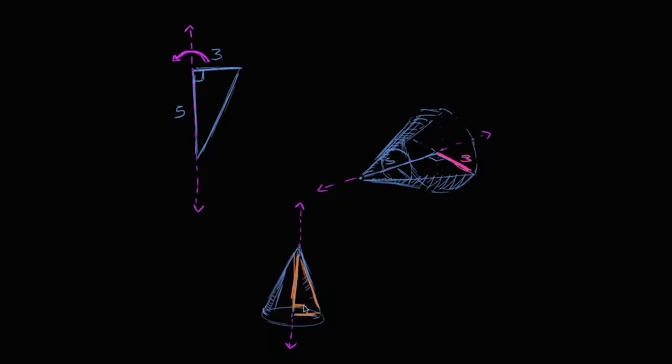So what do you get? You get a cone where the radius of the base is 3 units. Interesting.